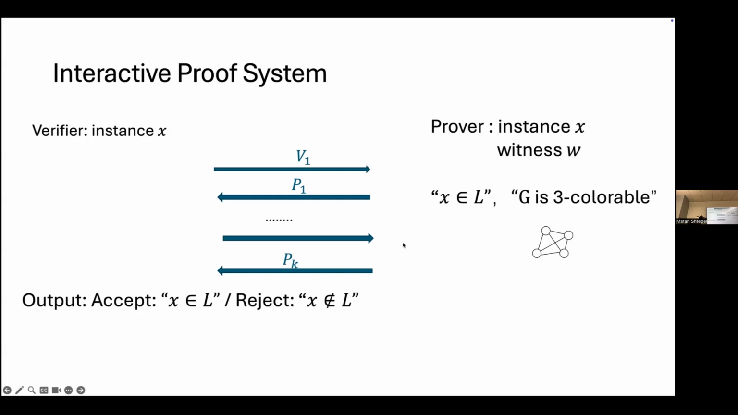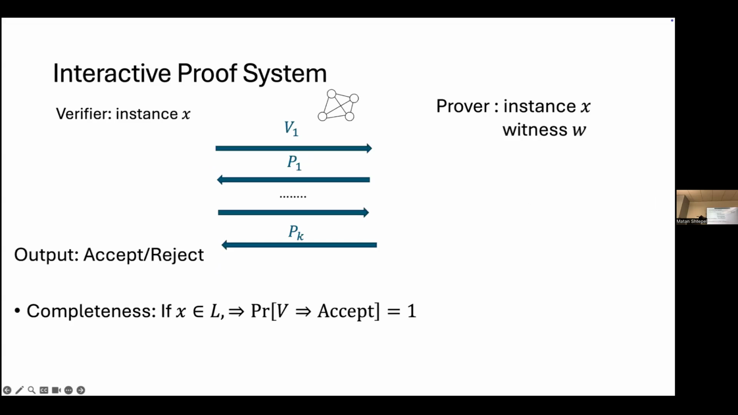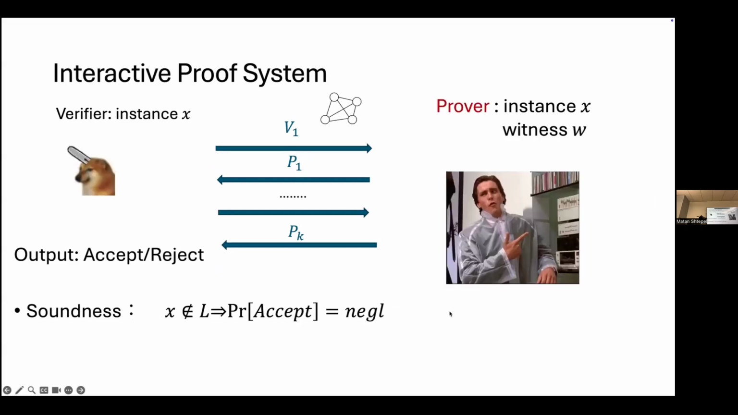But the verifier at the end of the protocol would output accept to say, okay, I'm convinced that the graph is three-colorable, or reject to say I'm not convinced. So there are several properties we want to guarantee in this proof system. The first is completeness: of course, when the graph is actually three-colorable, the verifier would output accept, hopefully with probability 1, maybe minus some negligible error.